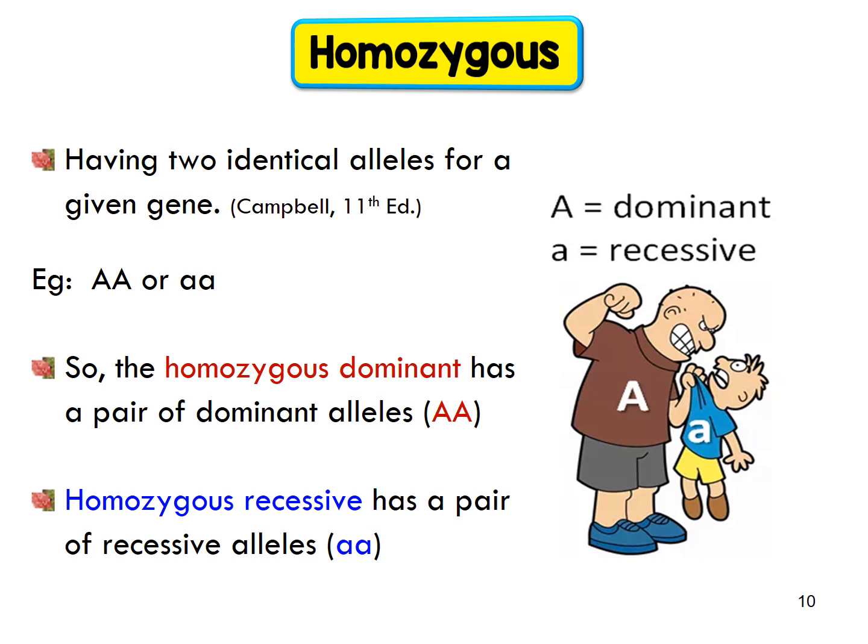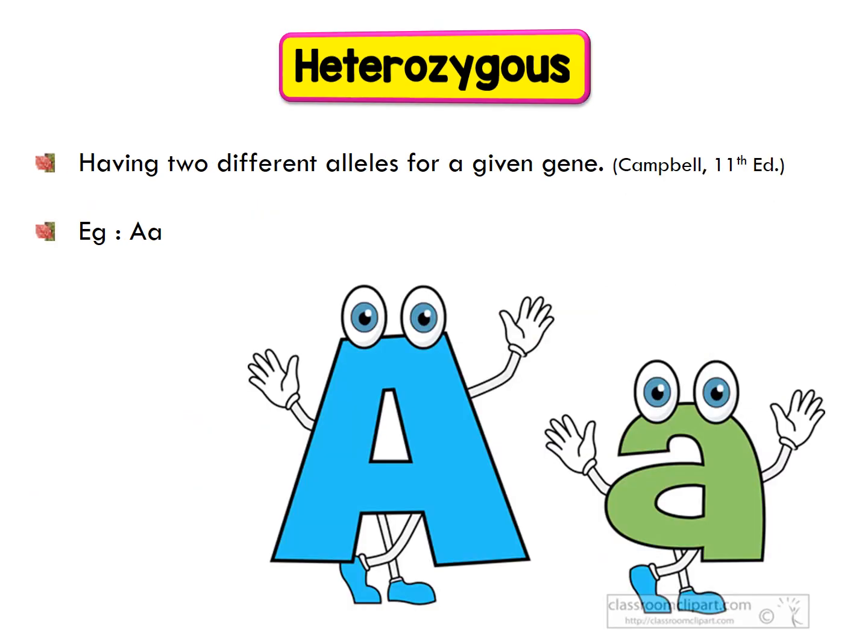Homozygous can be defined as having two identical alleles for a given gene. For example, big A, big A, or small a, small a. So if it has big A, we call it homozygous dominant. Meanwhile, if it has small a, we call it homozygous recessive. The next terminology is heterozygous. Heterozygous can be defined as having two different alleles for a given gene. For example, we have the dominant one, big A, and the recessive one, small a.